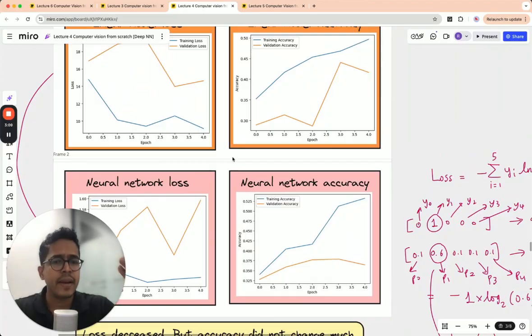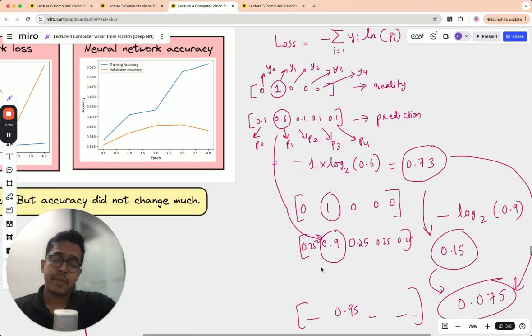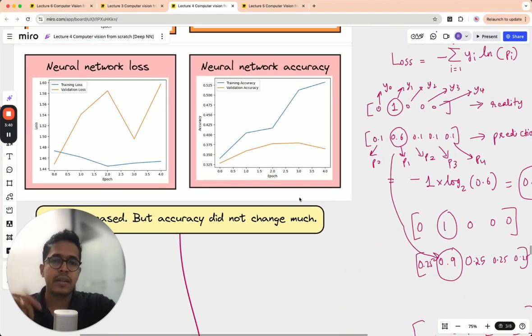But what was happening, as we discussed in the last lecture, was that the predictions were becoming more confident. In the softmax, instead of, let's say, having 0.1, 0.6, 0.1, 0.1, 0.1, where the highest probability is for class number 2, we were getting something like 0.025, 0.9, 0.025, 0.025, 0.025. So it was making the same prediction, but more confidently. Because of that, loss was decreasing, but the total number of accurate predictions for all the images in the test dataset was not increasing. So accuracy more or less remained the same.